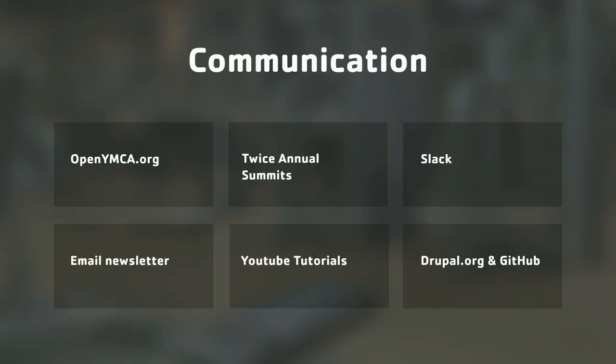Next, it's really key to get the communication elements right for a big distribution like this. So we have our website, openymca.org. We meet twice annually at summits where we invite technology partners, agency partners, and YMCA associations. We have a Slack channel, a monthly email newsletter. We put out YouTube tutorials, and we have the repository out on GitHub and a page on Drupal.org.